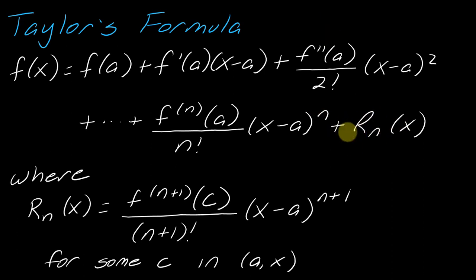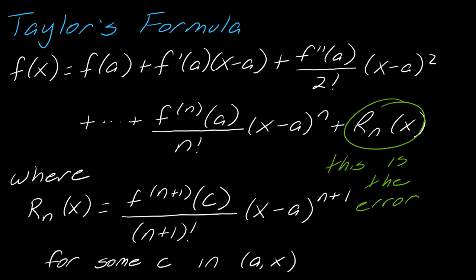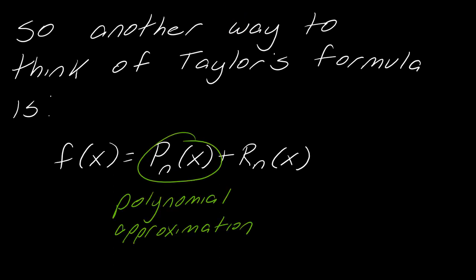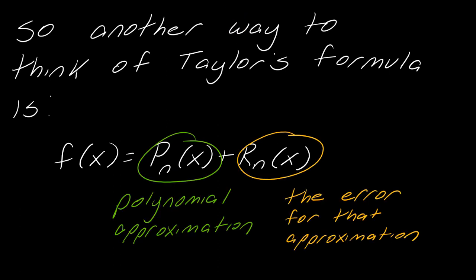Understanding this error term, how to maybe estimate it, and what it means. This is actually pretty important. Like I said, it's the error. And really, what Taylor's formula is telling us in essence is that we can rewrite our functions in terms of this nth degree Taylor polynomial and then this r sub n of x. So we've got this polynomial approximation plus the error. Taylor's formula is telling us that we can write a function in this way.